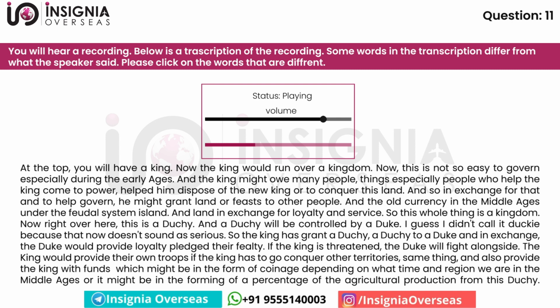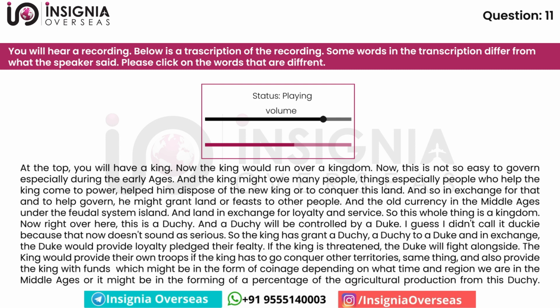And the key currency in the Middle Ages under the feudal system is land. Land in exchange for loyalty and service. So this whole thing is a kingdom. Now right over here, this is a duchy. And a duchy will be controlled by a duke. I guess I didn't call it duchy because that just doesn't sound as serious.